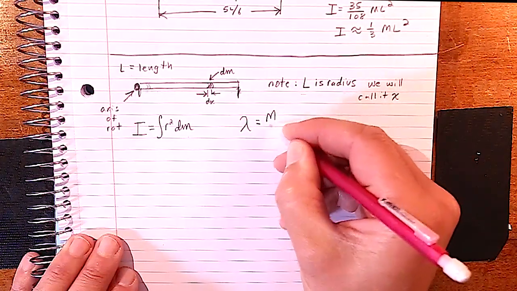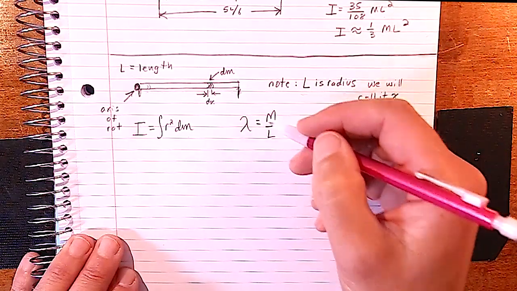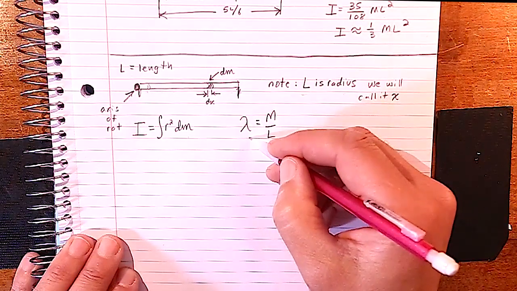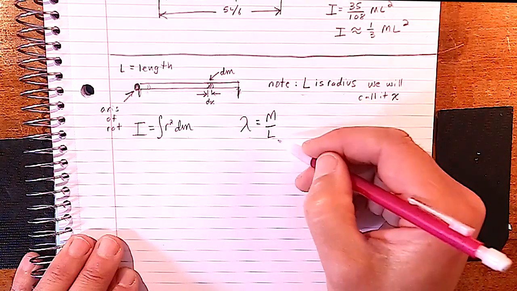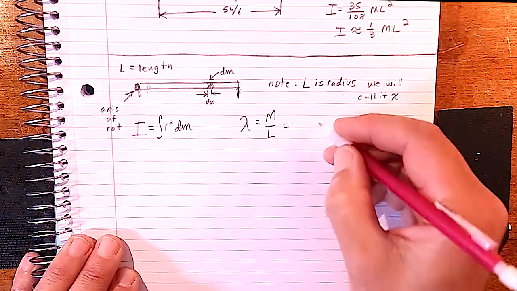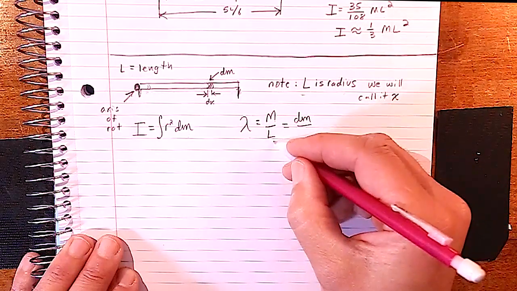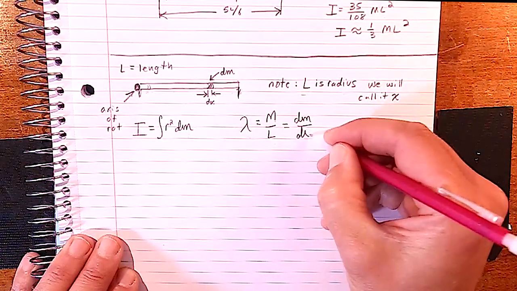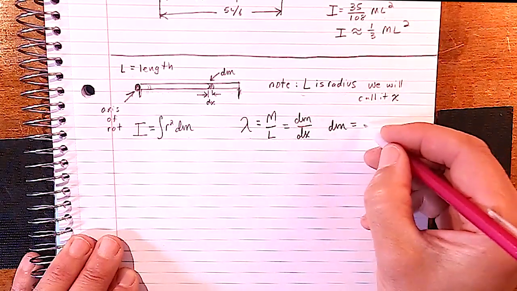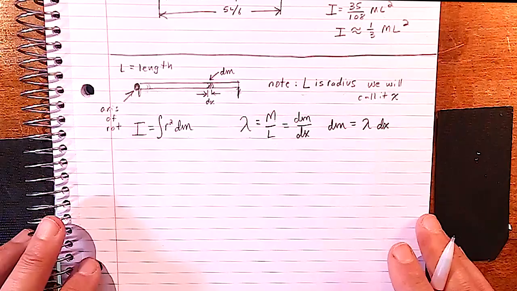So that's m over L. What that means is that for the entire bar divided by the entire length, that's a constant. But if we chop the bar in half, we would chop the length in half, and that ratio would maintain the same value. If we take the derivative of this, we would get dm, and we're calling our length x, so that would be dx. And we can replace dm by cross-multiplying. dm would be equal to lambda dx, and you'll see how that's going to help us here in just a second.